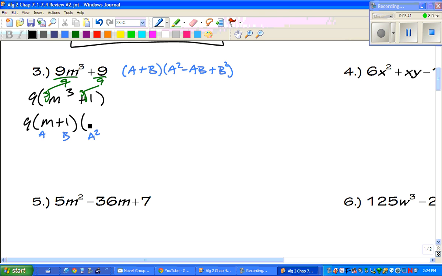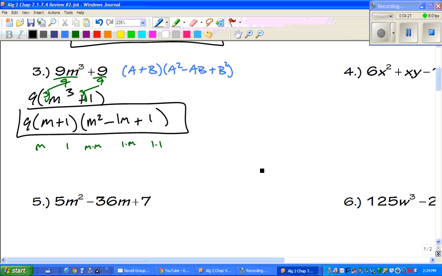So a squared, which would be m times m, is m squared, minus a times b, plus b squared, which is just 1. Okay? You're like, well, Mr. Grice, how'd you get it? Well, that's the m, that's the 1, so this is m times m, this is 1 times m, and 1 times 1. That's how we got everything. Okay? So our final answer is right there.